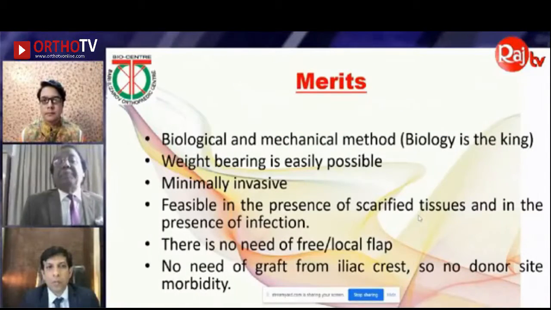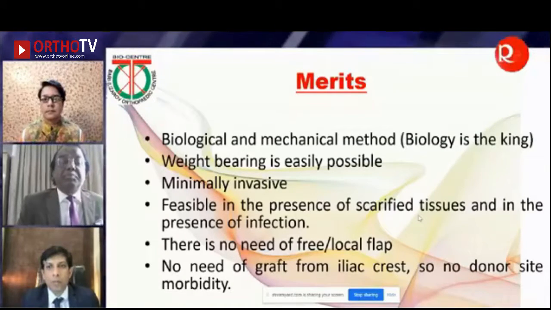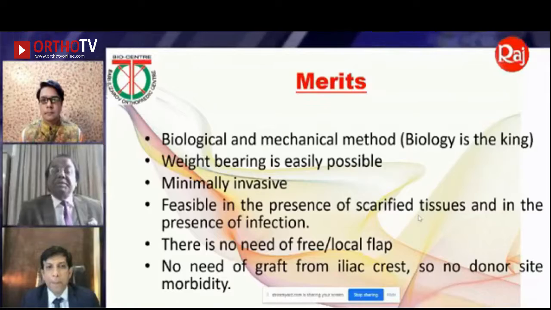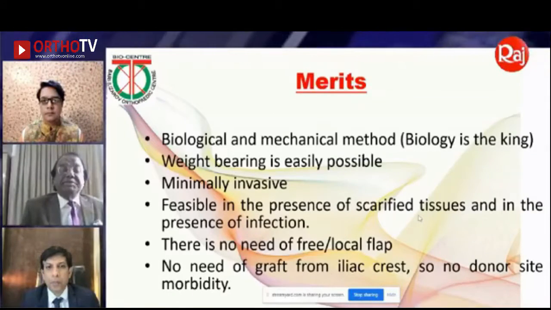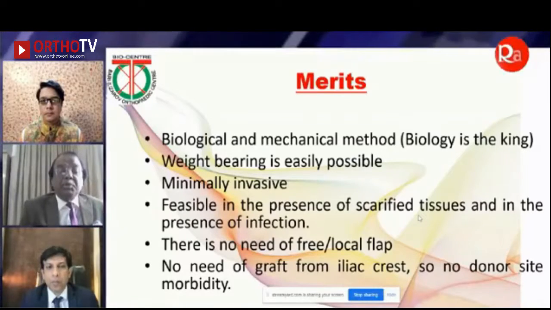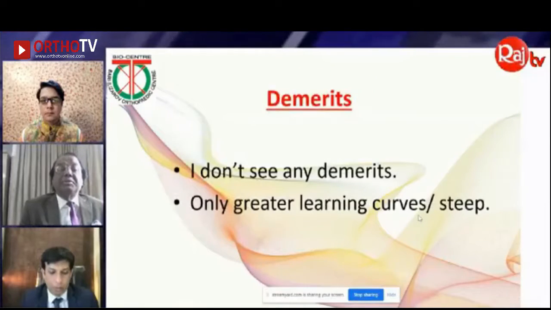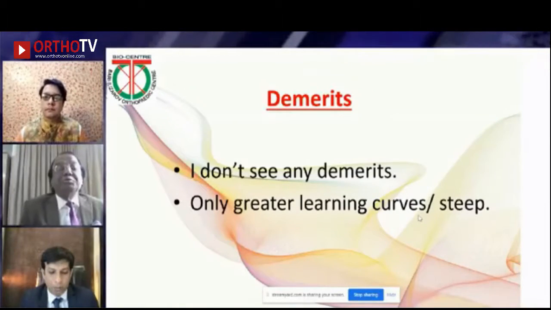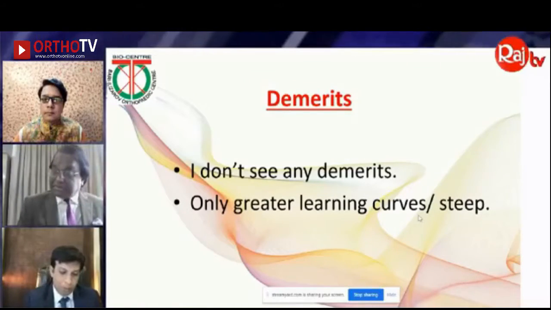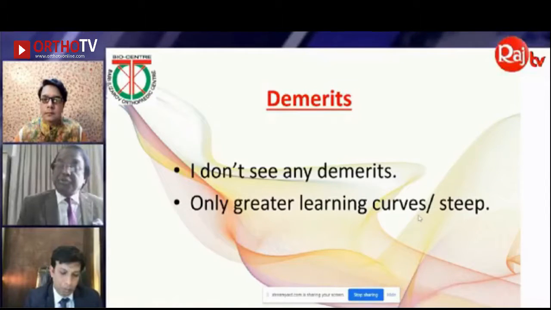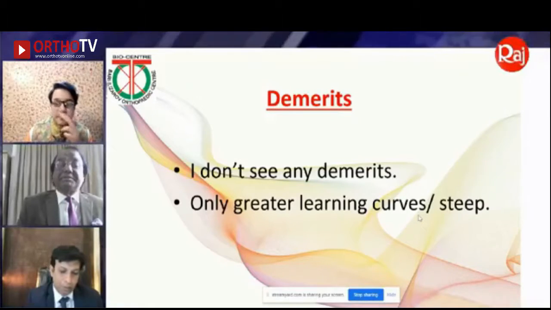And the biological and mechanical method, biology is the king, weight bearing is easily possible, minimally invasive surgery, feasible in the presence of scarified tissues and the presence of infection. There is no need of free or local flap, no need of graft from iliac crest, so no donor site morbidity. Demerits, dear friends, I don't say any demerits. Only the greater learning curve is a demerit, because you have to learn from day one till your death. That is limitless in Ilizarov surgery.